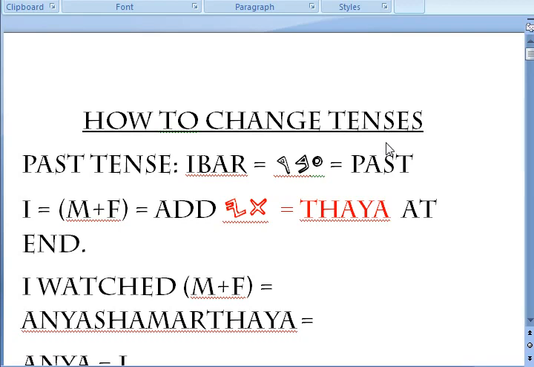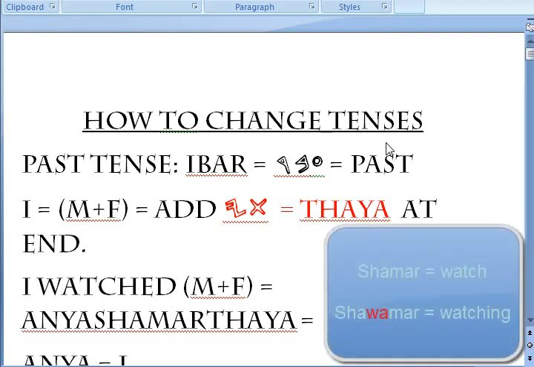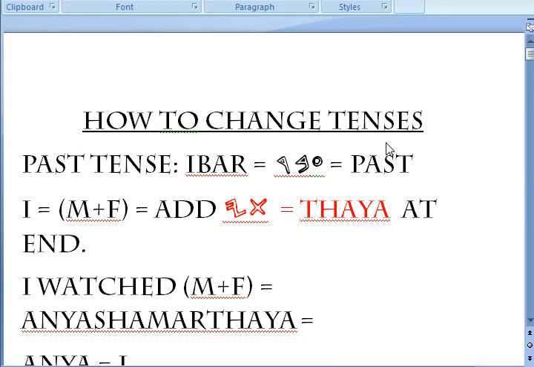The way you change a word to make it a present tense, for instance the word shamar, you add a wa between the first and the second letter, and it would become shawamar, which would become, instead of watch, watching. So that's in the present tense. In this lesson I'm going to show you how to make it past tense.